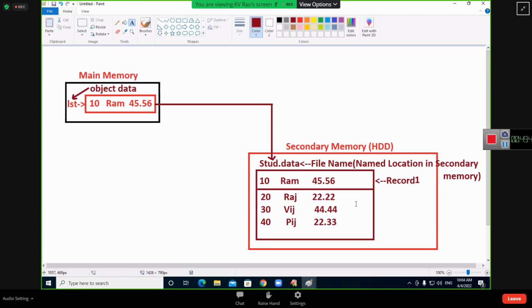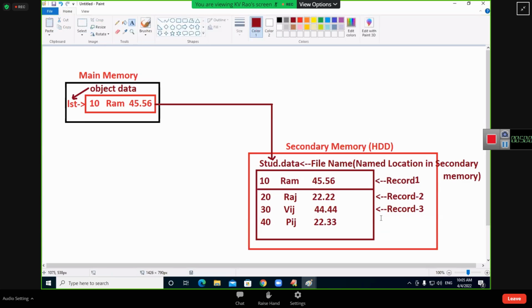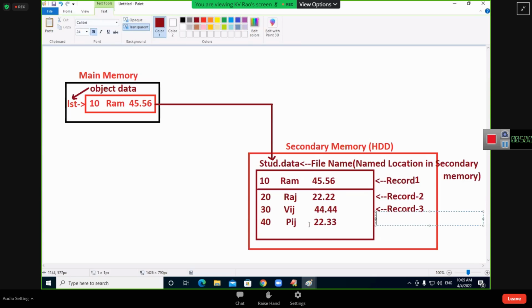If you understand, my dear students, carefully, this is called record 2. This is called record 3. So on, I am having N number of records available. This is called record N. N number of records are available. So I am saying that record N.